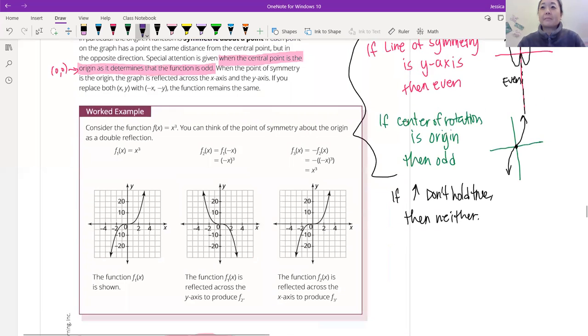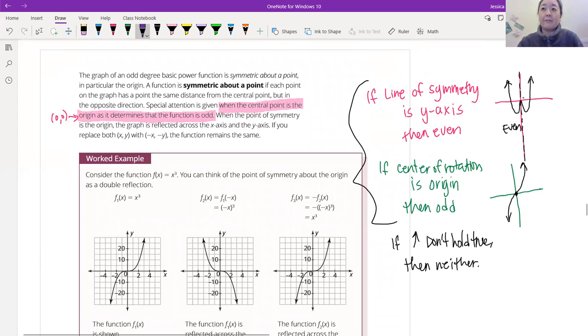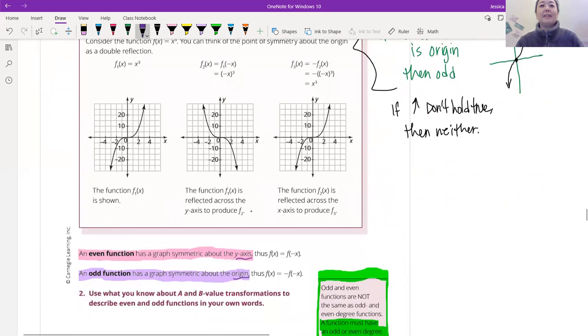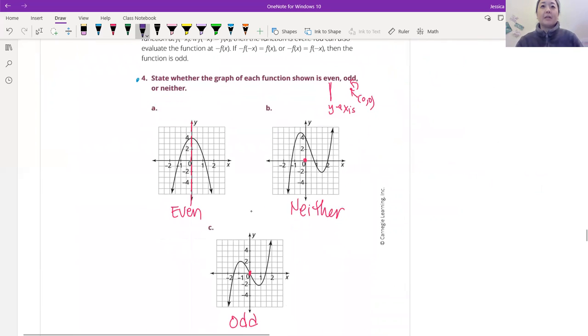All right. So again, this is like a visual of it, right? So if the line of symmetry is the y-axis, then it's even. This is the even function. If the center of rotation is the origin, then it's odd. And if none of these hold true, then it's neither. So basically, if it's not the first criteria and it's not the second criteria, then it's just neither, right? Because that's the only other possibility. All right, so let's practice.